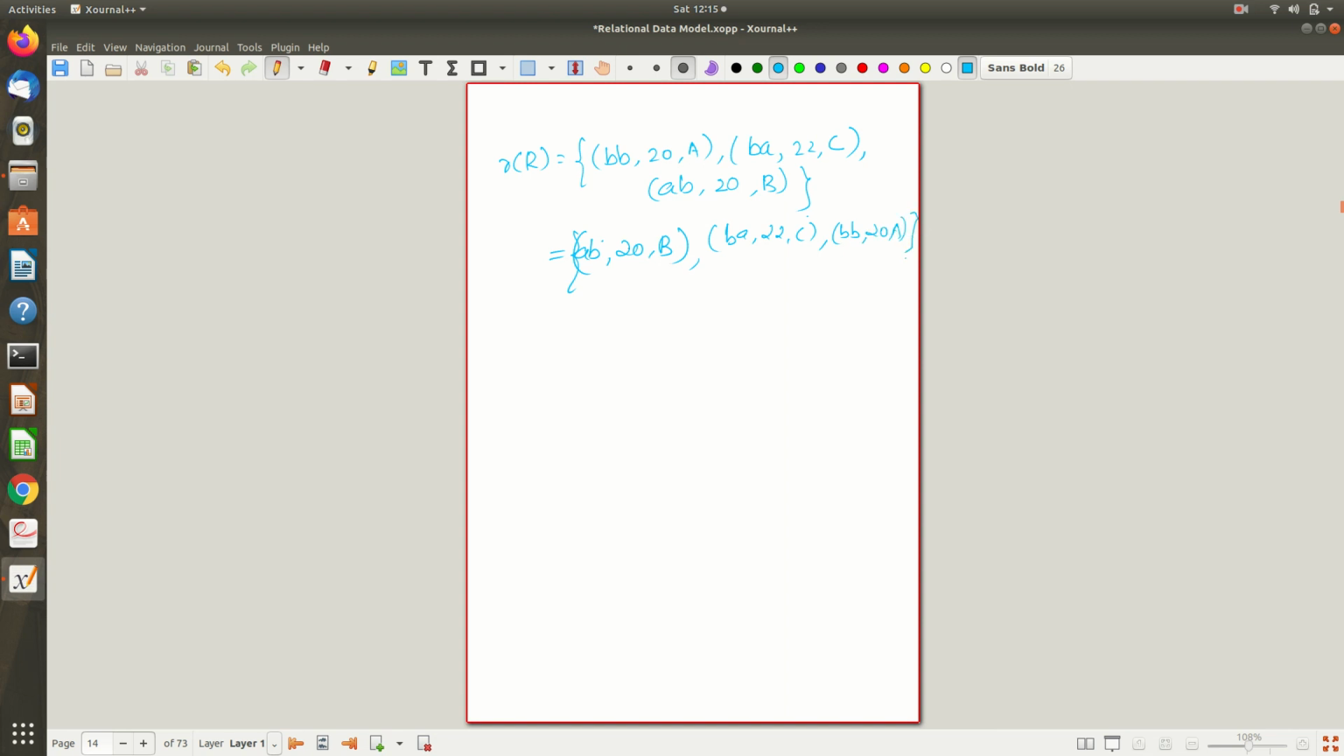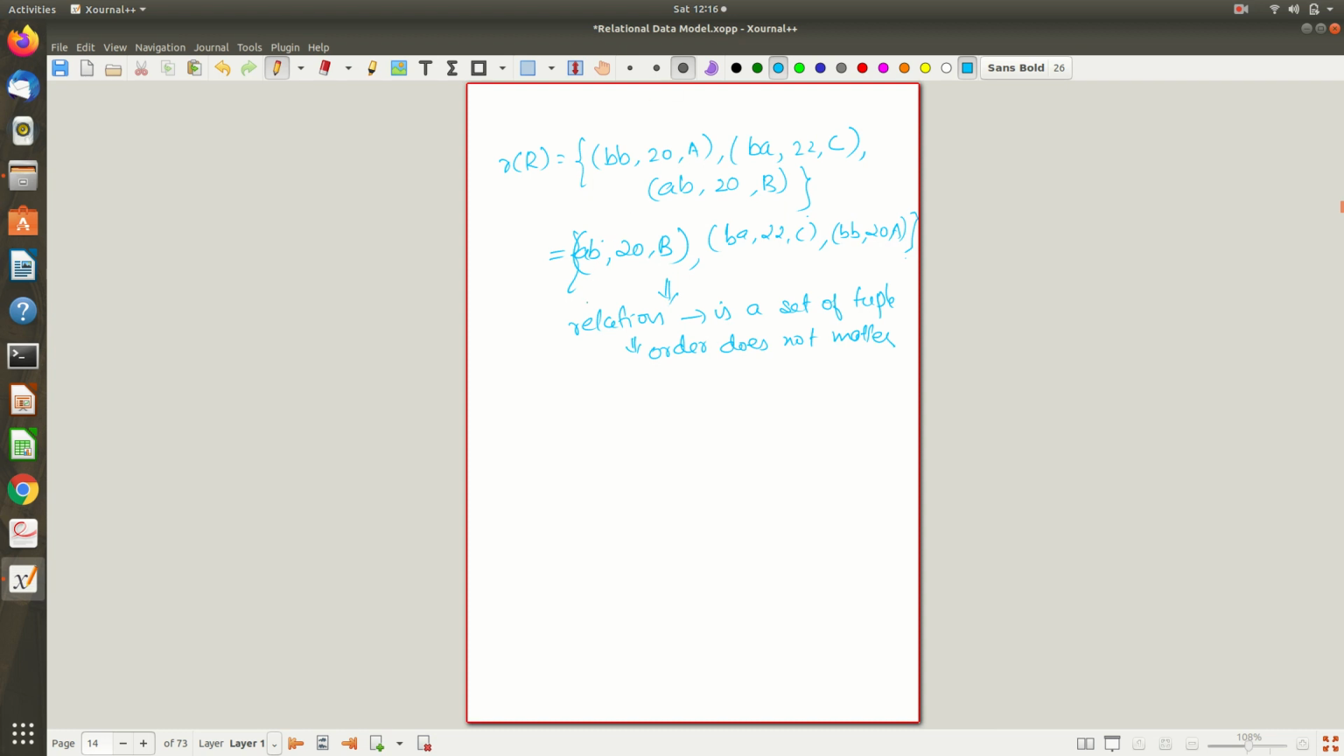So that means a relation is basically a set. It's a set in the sense that it's a subset of the Cartesian product. So a relation is a set of tuples. What kind of tuple? Each tuple is an ordered 3-tuple. So here I have a set of tuples. Within a relation, order does not matter. Whether you write this as the first tuple or that as the first tuple, both are the same.